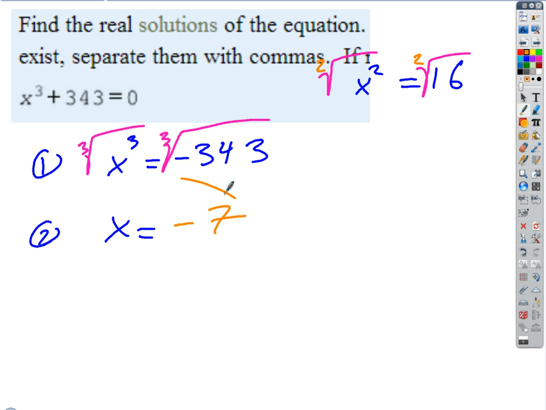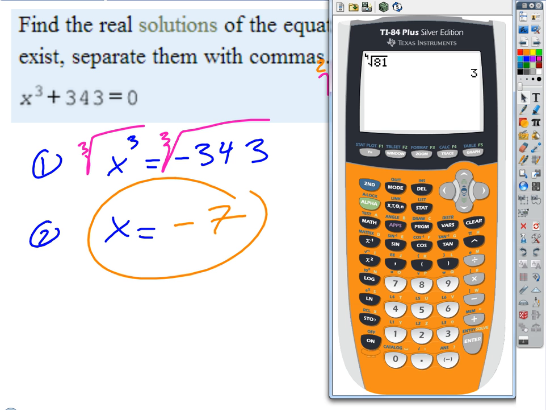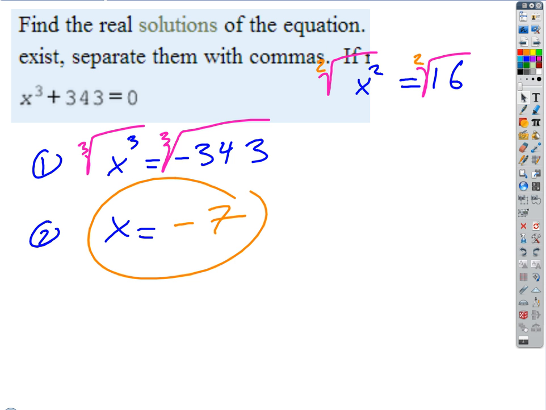Okay, do you know how to do a cube root on a calculator? On the graphing calculators, it's like this. You go to the math menu, and it's right there, cube root, number 4. Okay, so I can do cube root of negative 343, and I get the answer negative 7. Okay. So how could we do this one the chapter 6 way?